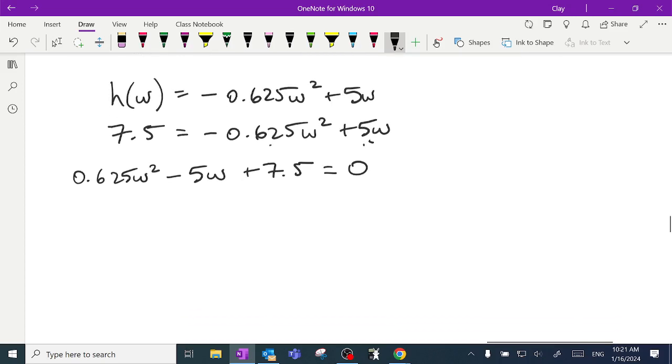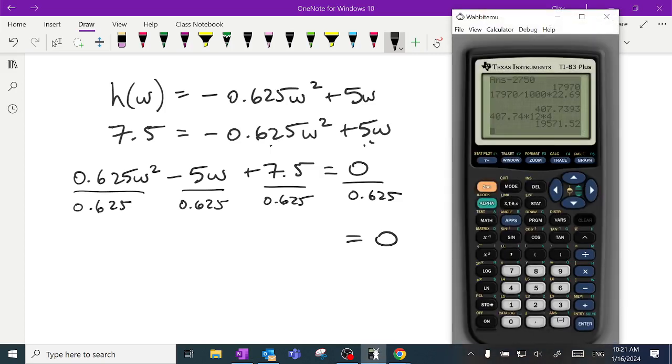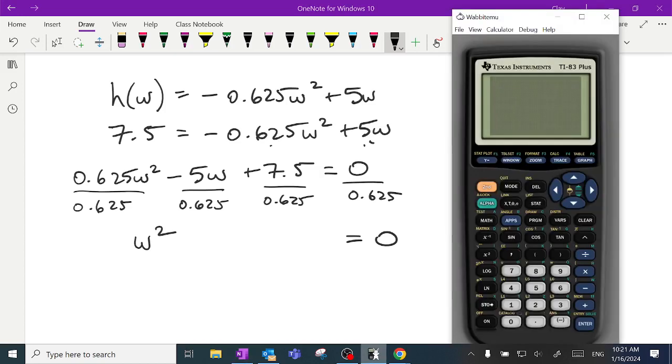I'm going to divide both sides of the equation, which means all of its parts, by 0.625. On the right side, it's nice and easy. 0 divided by anything is still 0. And believe it or not, use your calculator. Let's see if I can get my calculator to open. There it is. Use your calculator, and you'll see that on this side, it's just going to be w squared. But 5 divided by that decimal actually is a whole number.